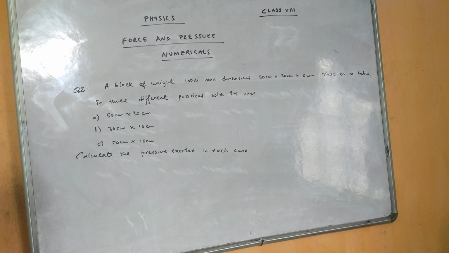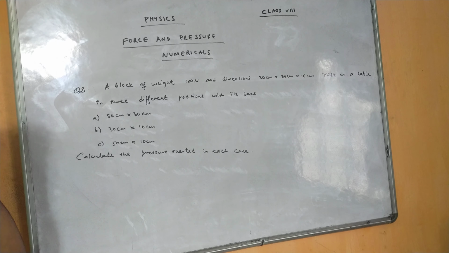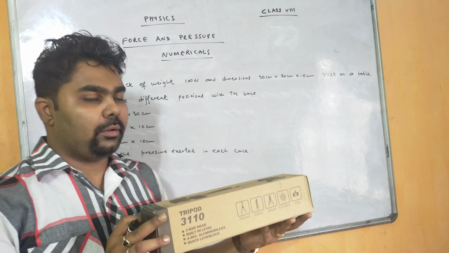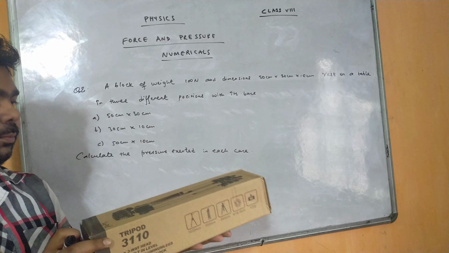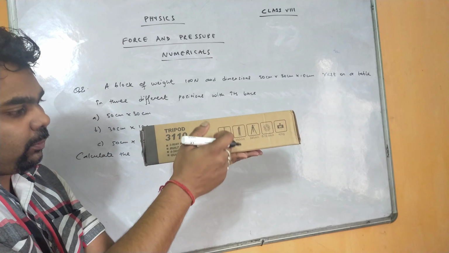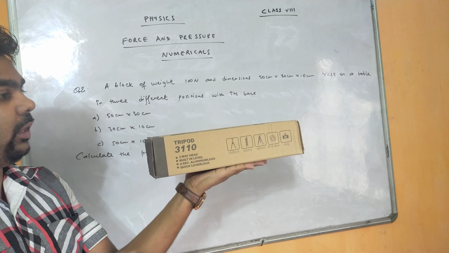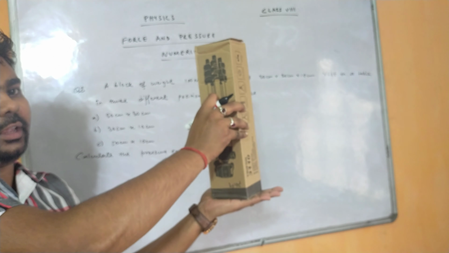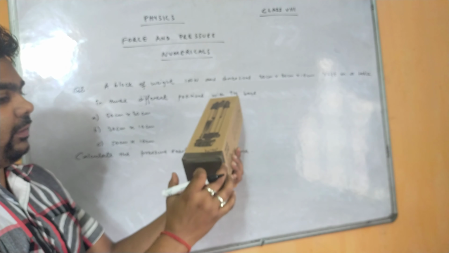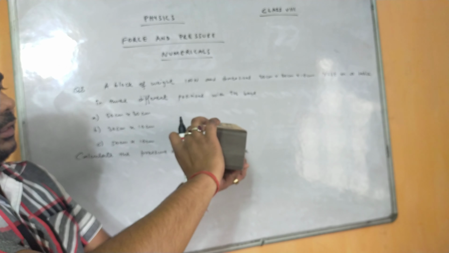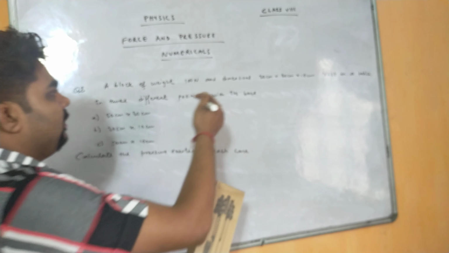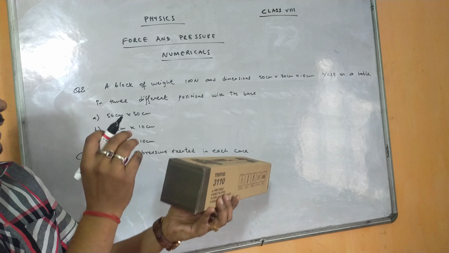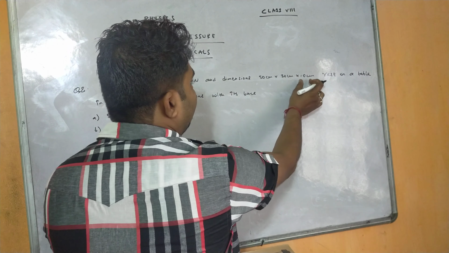Okay, so this is the question. Let us consider this is the block. In the first position, how much pressure is it exerting on the ground? Another position will be this one. At this position, how much pressure is exerted on the ground? This length and breadth are more or less the same, but in this case the dimension of the block is not the same. That means the length is different. This is length, this is breadth and this is height.